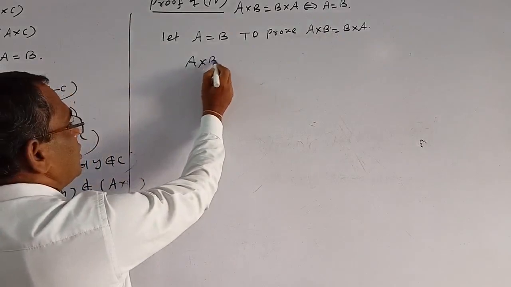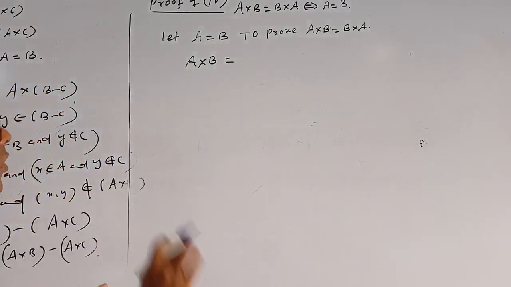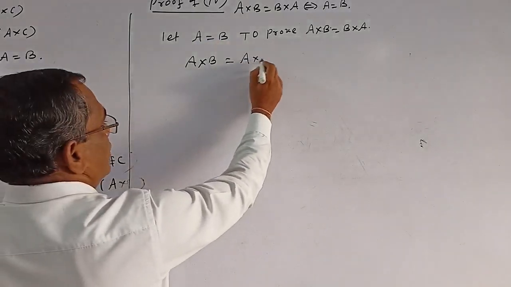A cross B is equal to, we take A is equal to B, which means we replace B with A. So A cross A.